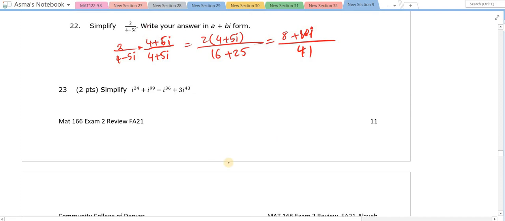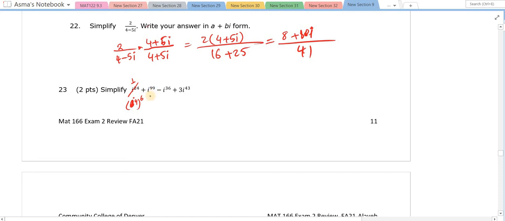And then simplify i to the 24th power plus i to the 99th power. I'm just going to show one of these and then skip the rest. 24 is basically a multiple of 4, that is 6 times 4, so I know immediately that this is i to the 4th power raised to the 6th power, which is equal to 1. So this term is equal to 1.